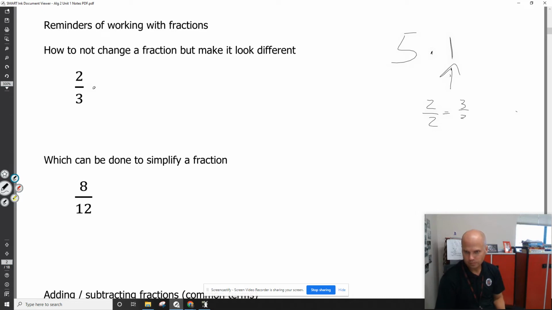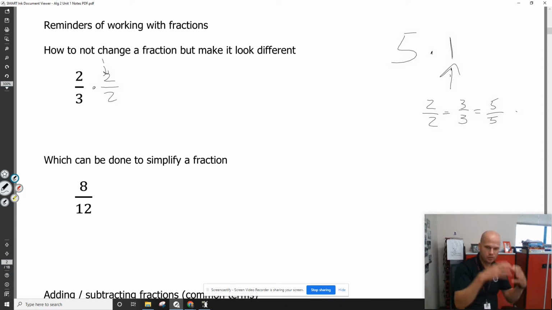3/3. 4/4. 5/5. That's all equivalent to 1. You have all of your pizza slices cut in certain ways. So I can decide to multiply this by what is a version of 1. It's still like what's one group of 2/3. It's still 2/3, but multiplying by 2 over 2.